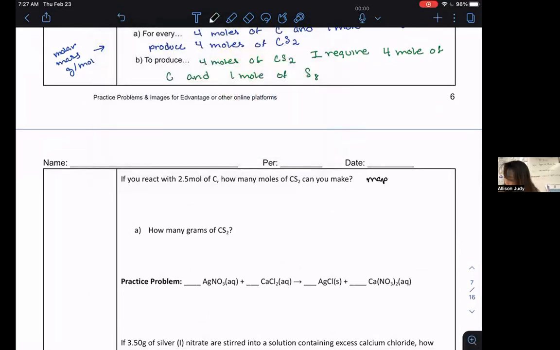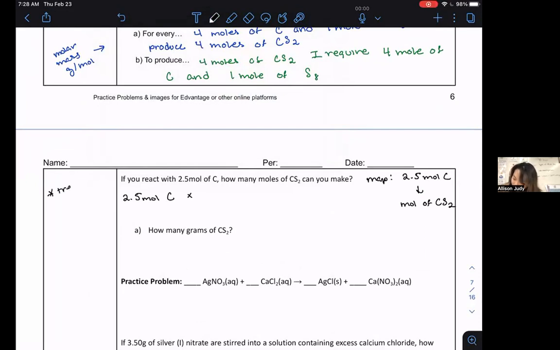So what's the map? We want to get from 2.5 moles of carbon to moles of CS2. All right, so that's my map. So I'm going to start with what I know. So I have 2.5 moles of carbon. And I say, well, I'm staying in the same unit of measurement, moles, but what's changing is my substance. So now I'm treating substances like a unit.